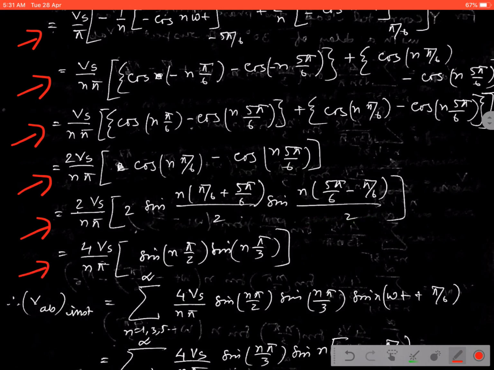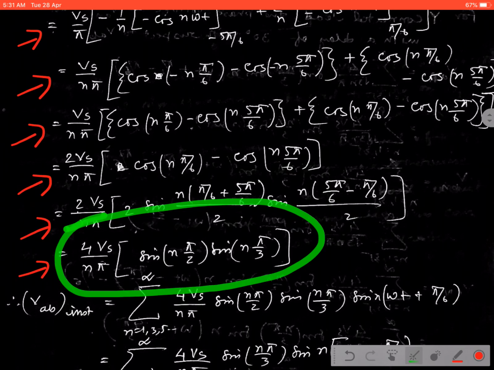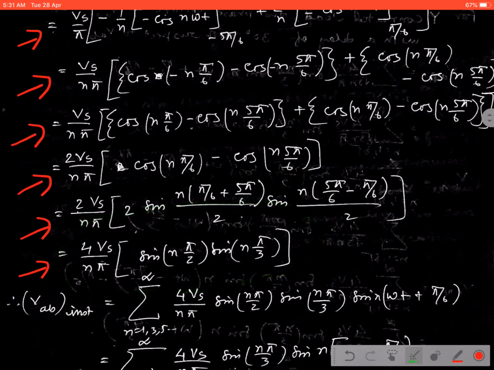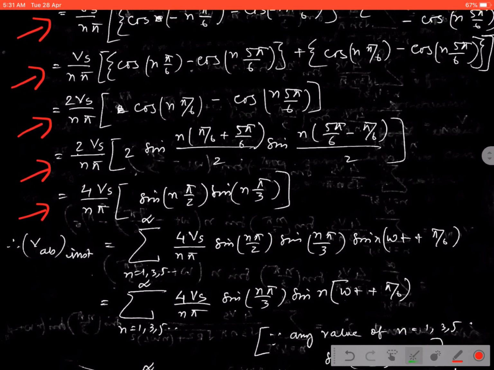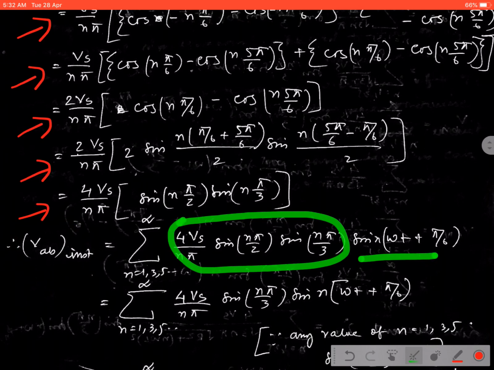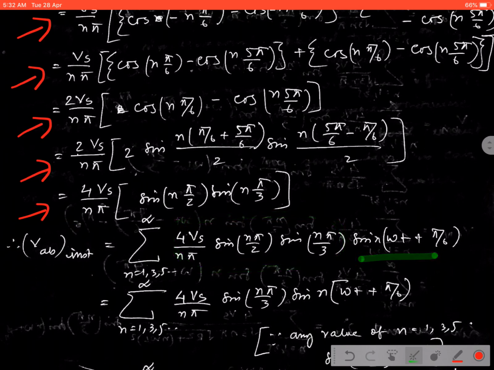And finally we get the coefficient Bn, that is 4 Vs by n pi sin n pi by 2 sin n pi by 3. So this is the equation for the Bn coefficient. The instantaneous periodic function VAB is equal to, first putting the value of Bn here, and the rest remains the same, that is sin n omega t plus pi by 6, as the axis was shifted.